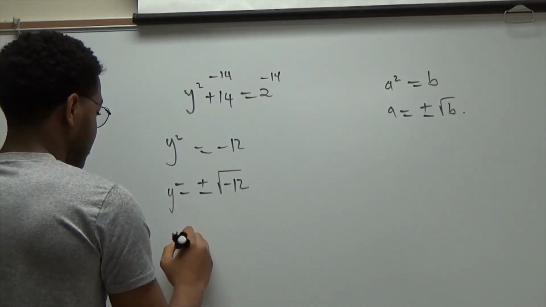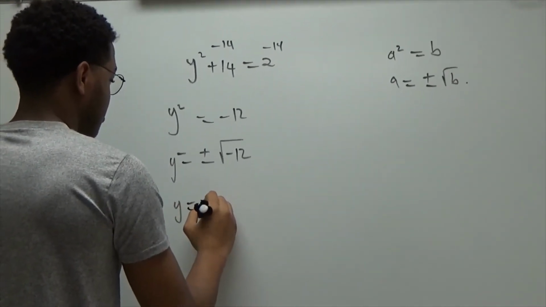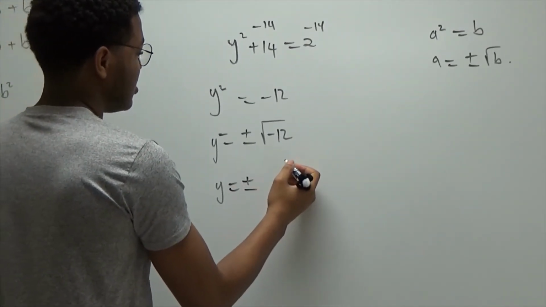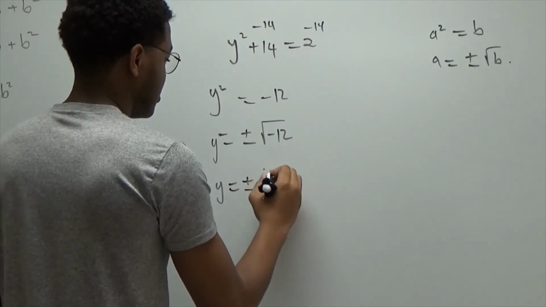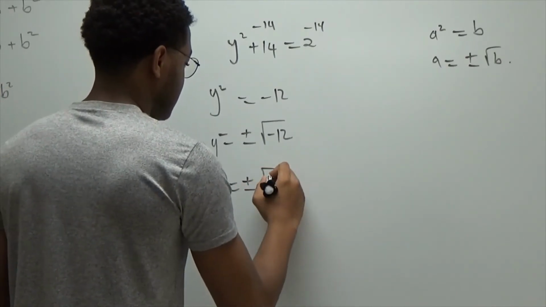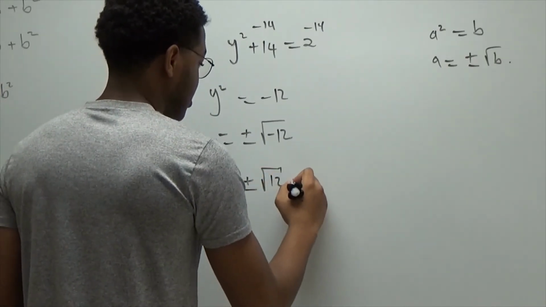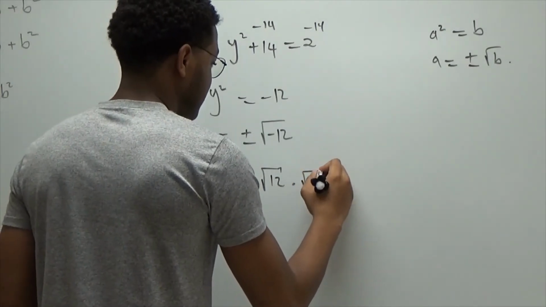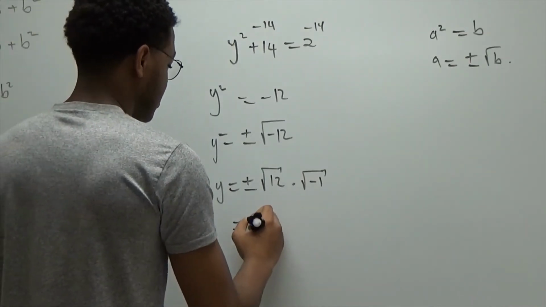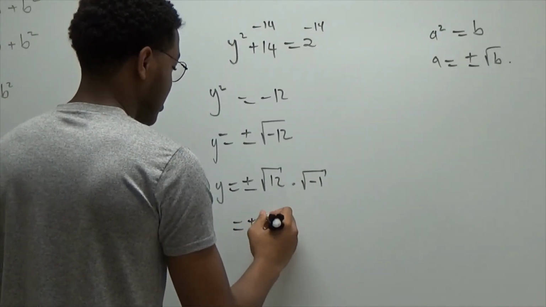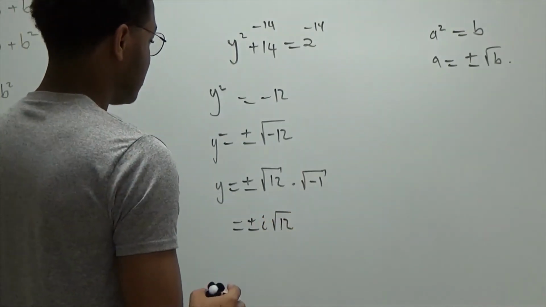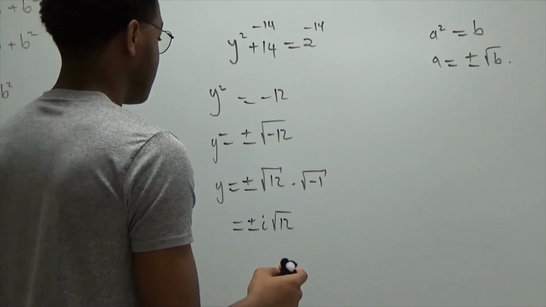So for the next step, y equals plus or minus the square root of negative 12. Actually, let me break this down first. That would be the square root of 12 times the square root of negative 1. Working with complex numbers, we know that the square root of negative 1 is i, and the square root of 12, that's 4 times 3, so that will be 2 square root of 3.